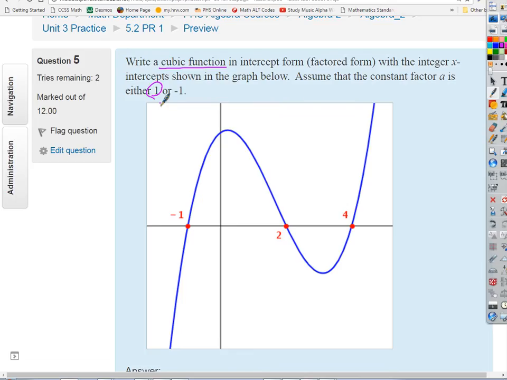Now, for the rest of it, we just have to come up with the factors that we multiply together to get this. Where do they come from? Where are we going to get those?